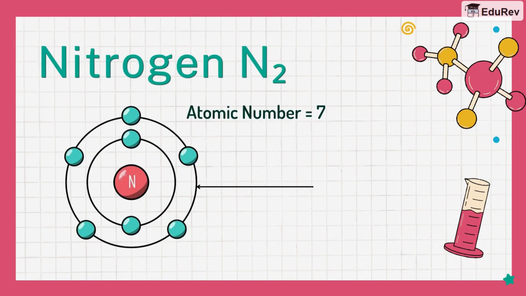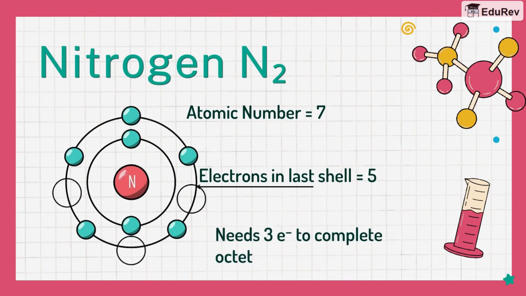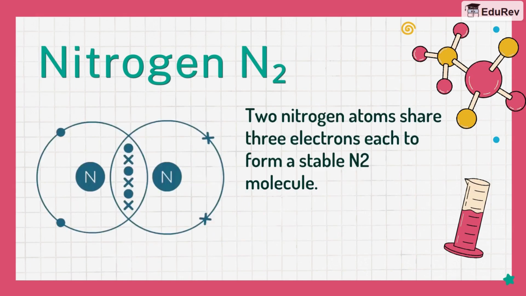Nitrogen has an atomic number of 7 with 5 electrons in its valence shell and needs 3 more electrons to complete its octet. Two nitrogen atoms share 3 electrons each to form a stable N2 molecule. The nitrogen molecule has a triple covalent bond between the two nitrogen atoms.